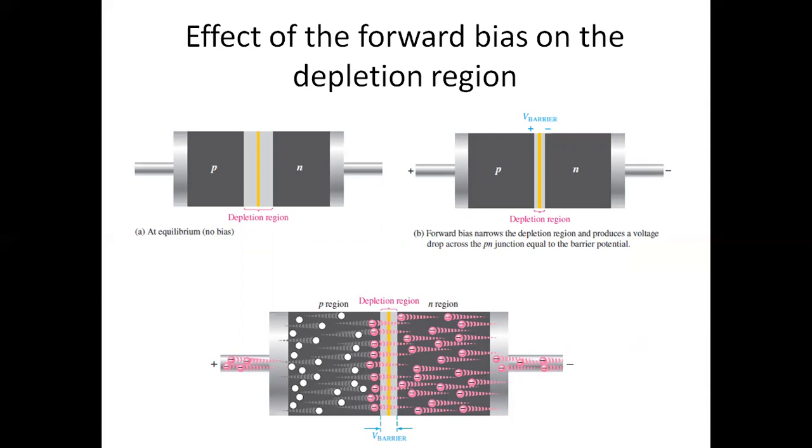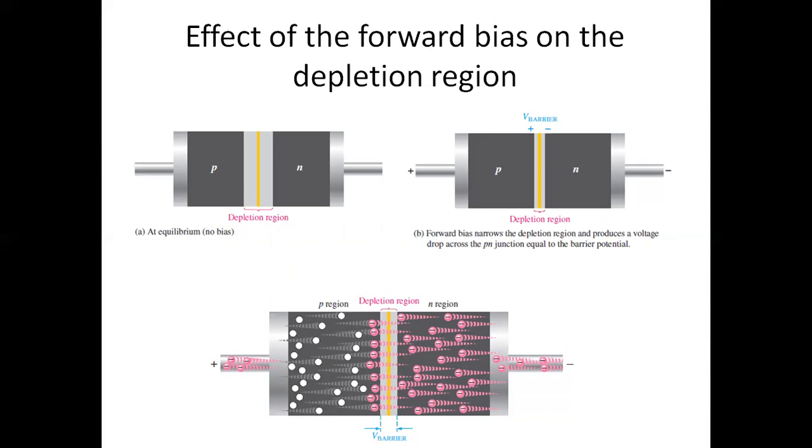Now there's something we need to take note of about the depletion region of a diode when you forward bias it. What happens to the depletion region? When you forward bias a diode, the depletion region narrows so that it becomes smaller. And what makes it narrow down? You can see that when you forward bias a diode, what are you doing? You are connecting the positive terminal to the P region, and the negative terminal of the battery towards the N region.